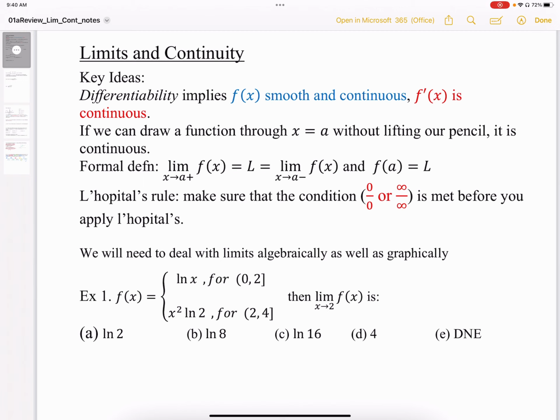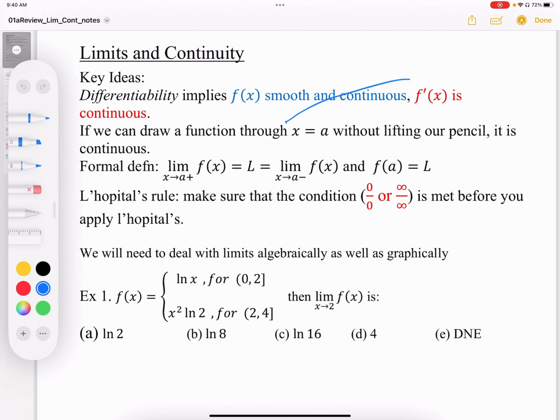If we can draw a function through x equals a without lifting our pencil, it is continuous. That is a visual check: if we can just draw through, it's continuous, but if at one point we have to lift our pencil and then start drawing again, that is when we have a discontinuity. So that is a good check.